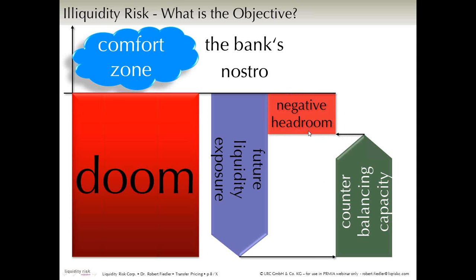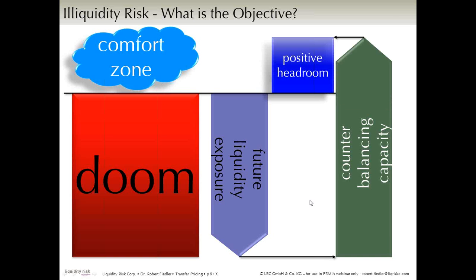There's a negative headroom, even if the bank is doing everything it can, assumedly, in the counterbalancing capacity against the assumed negative liquidity exposure. It is not enough. So normally it should be something like this: the counterbalancing capacity should be bigger than the future exposure, and there should be a positive headroom.